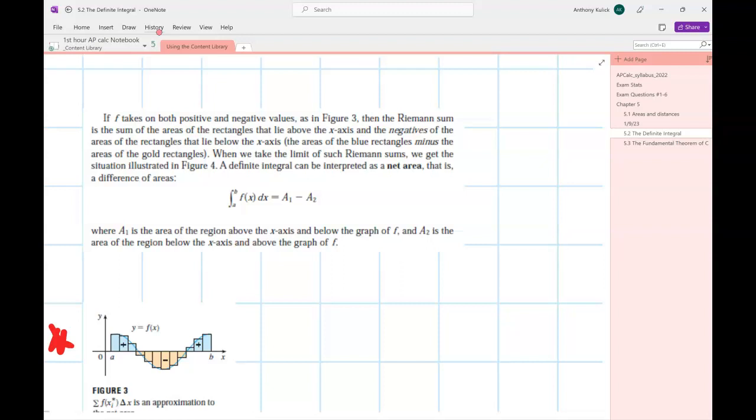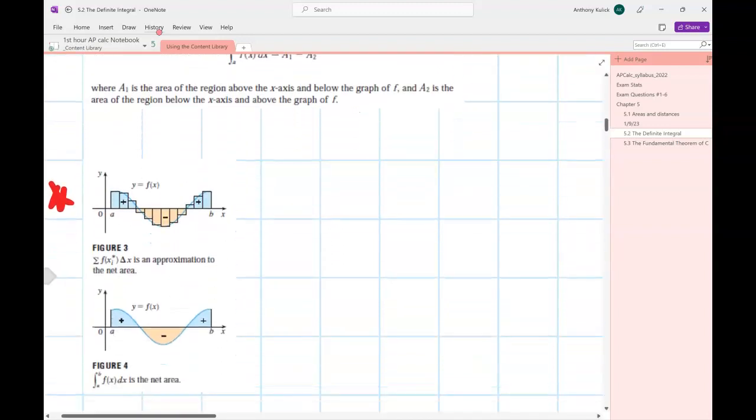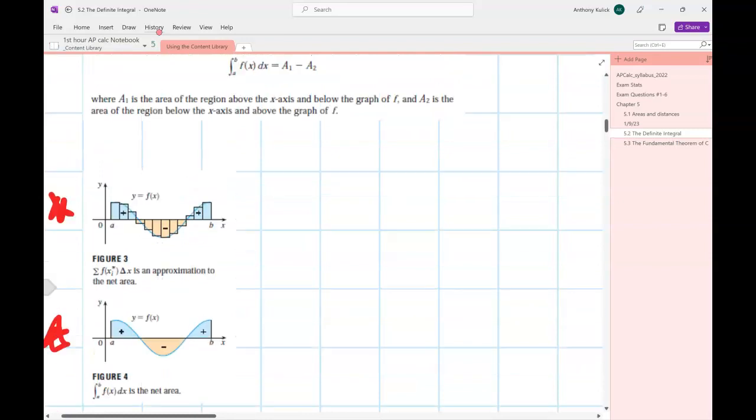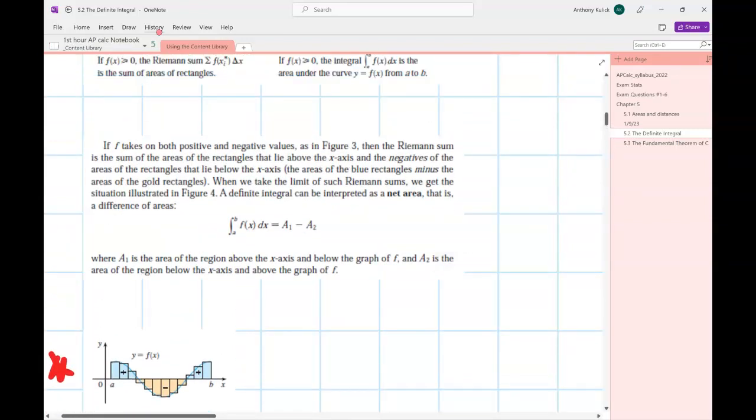So when we take the limit of such Riemann sums, we get some situation here, like in figure 4. So we have some positive area above the curve and some negative area that's below the curve. So the definite integral is going to give us the net area, that is the area above minus the area below.